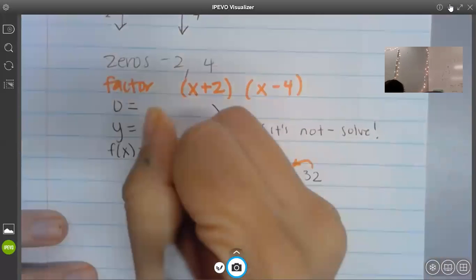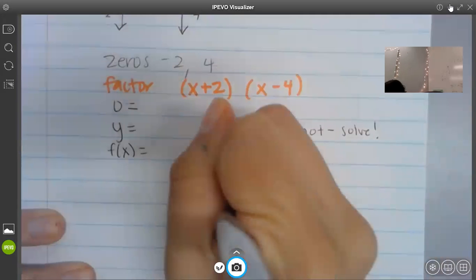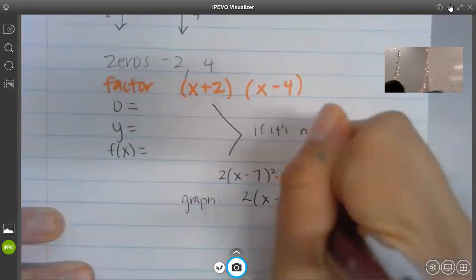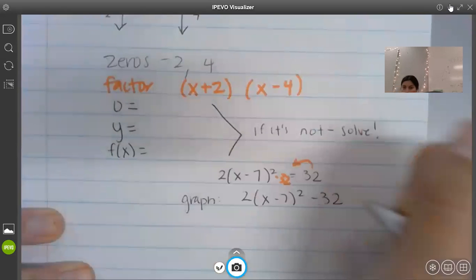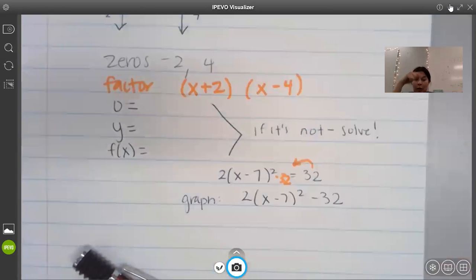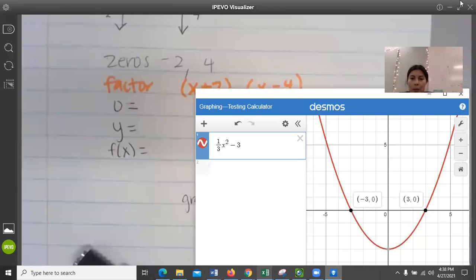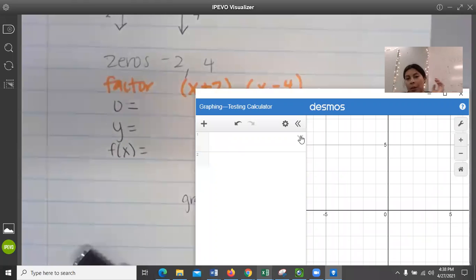I can put this into my graphing calculator, the 2 parentheses, everything like that. I just had to move it over to the other side to make sure it's equal to 0. So let's put this into my graphing calculator. Do the same thing: stop the video, put this in your graphing calculator.